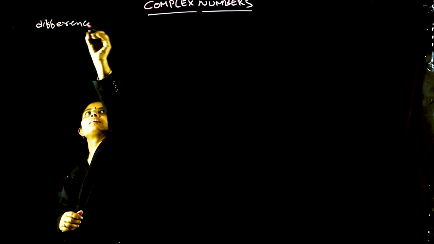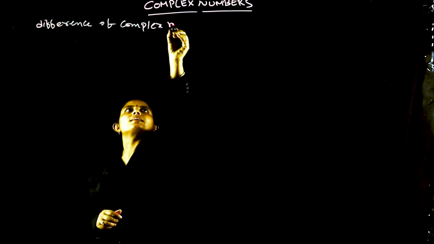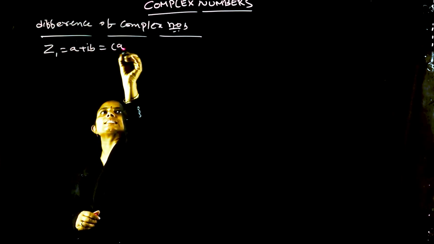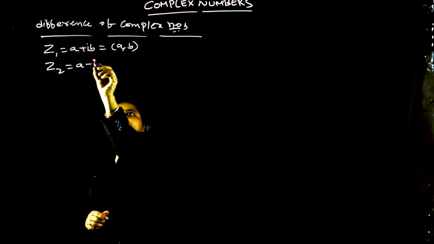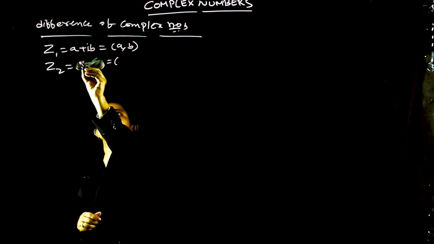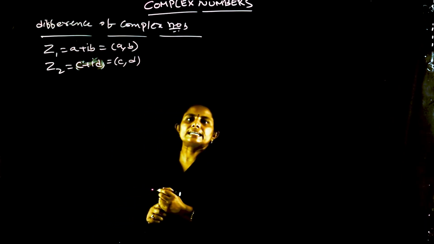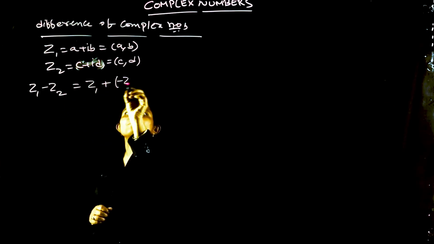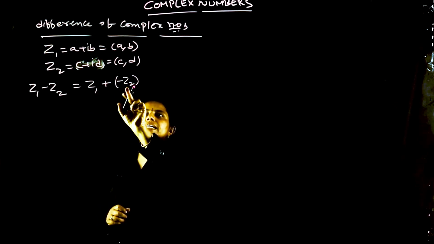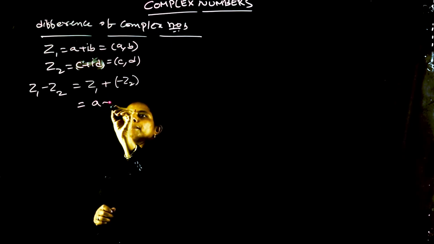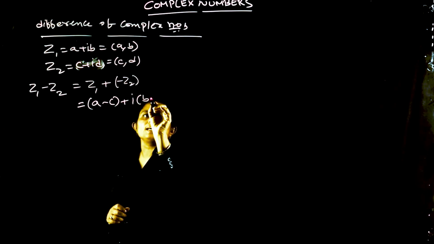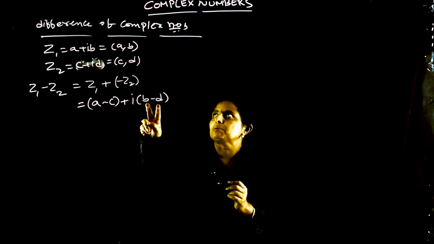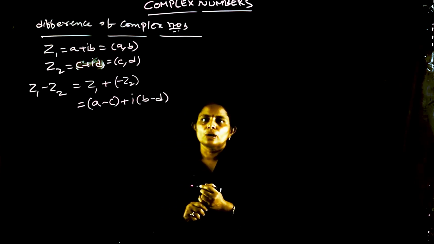Difference of complex numbers. If Z1 equal to A plus IB, which is denoted as A comma B, and Z2 equal to C plus ID, that is C comma D, then difference of complex numbers Z1 minus Z2 is nothing but Z1 plus of minus Z2, that is addition of Z1 and negative of Z2, is given as A minus C plus I times B minus D, that is difference of real parts, then I times difference of imaginary parts. So this is called difference of complex numbers.